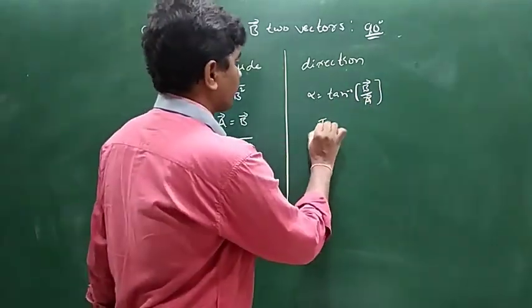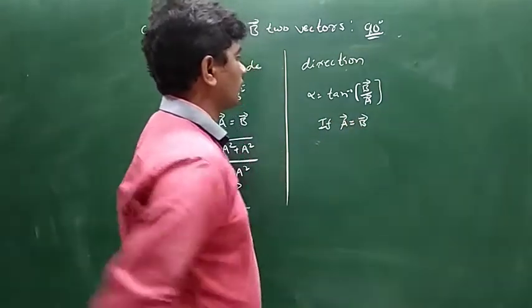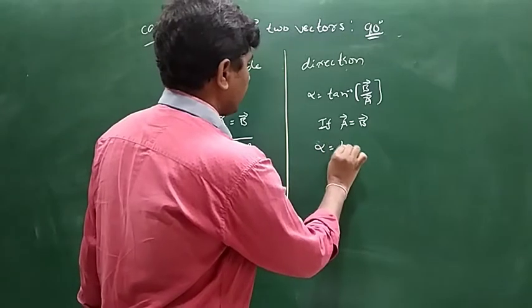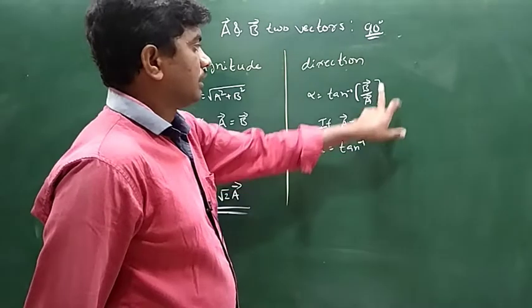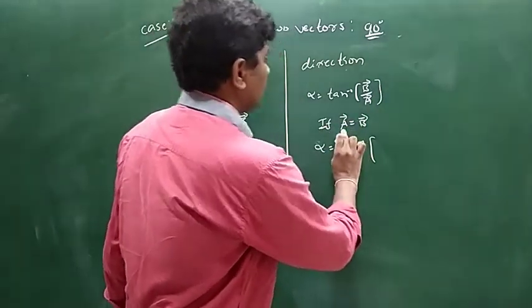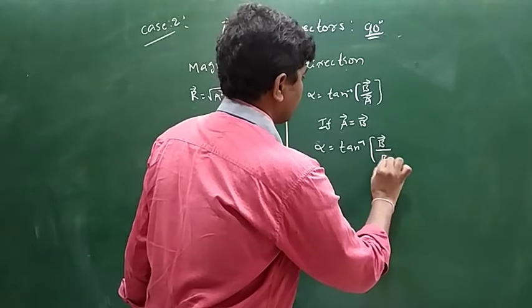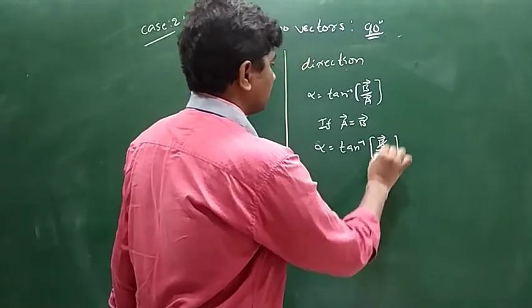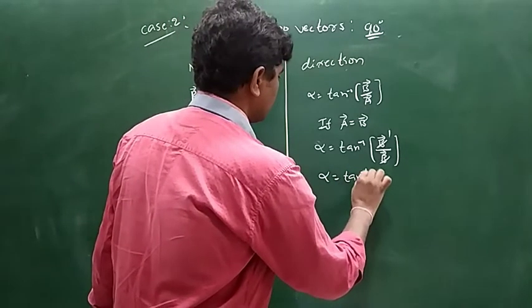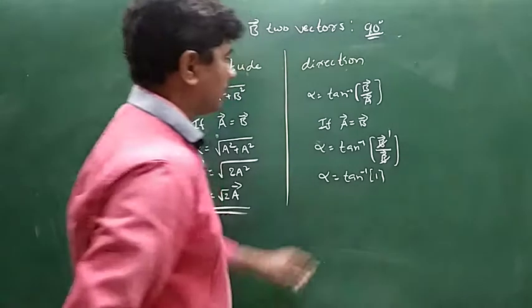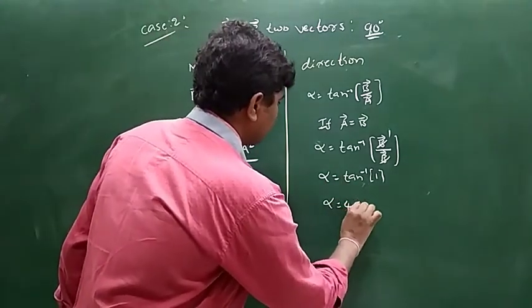If a bar equal to b bar, okay, alpha is equal to tan inverse. Substituting a bar equal to b bar in this equation, therefore it is b bar by b bar. So b bar will cancel. Alpha is equal to tan inverse 1. Therefore, tan inverse 1 means 45 degrees. Alpha is equal to 45 degrees.